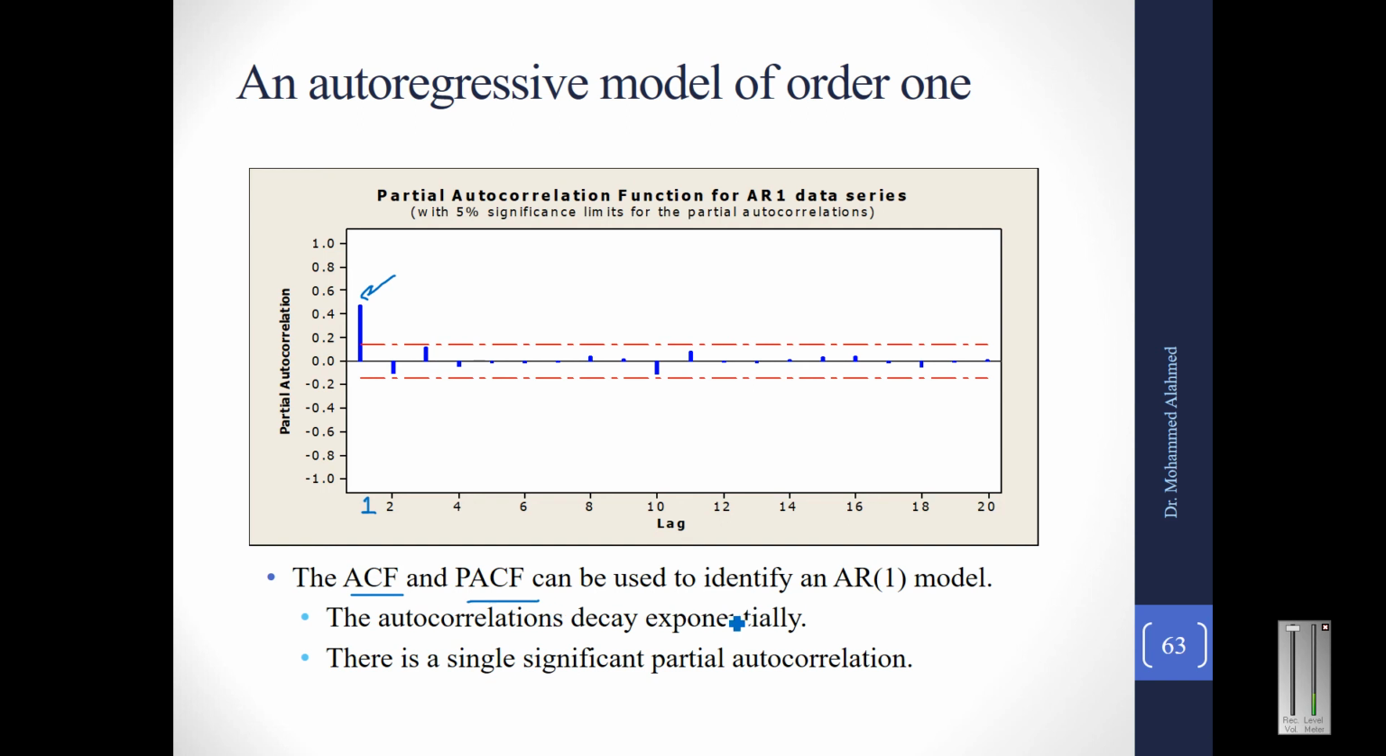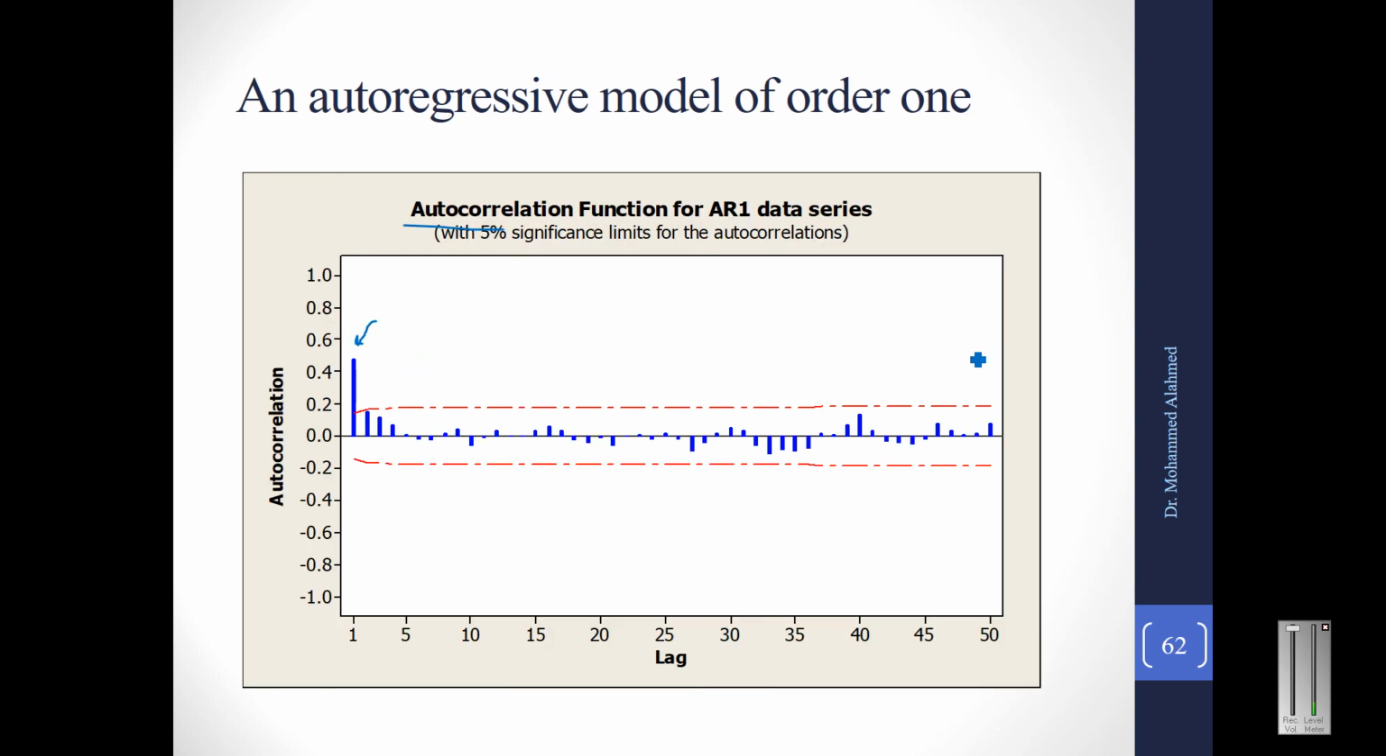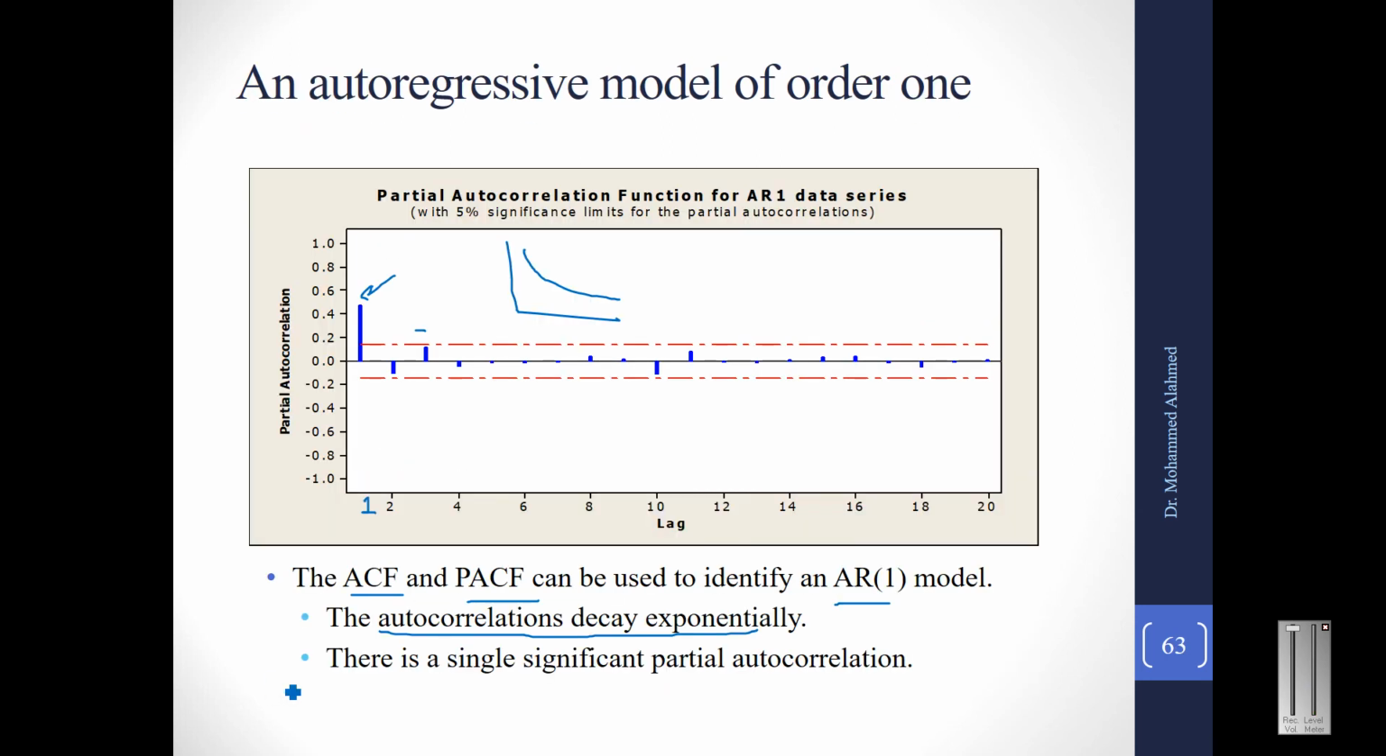So the ACF and PACF can be used to identify an AR1 model. You can see the autocorrelation decays exponentially, right? If you plot this, you can see it is decreasing exponentially. Similarly, in this one, it decays exponentially. Of course, there is a little pattern observed here, but still the decay is kind of exponential. And there is a single significant partial autocorrelation. From this particular graph, all others are within the 95% interval, making them statistically insignificant, right?